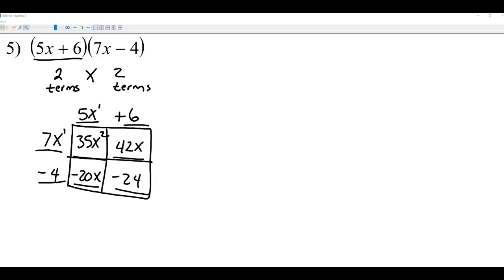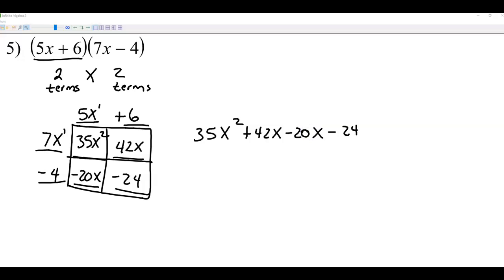Now, I'm going to put them in descending order. 35x squared plus 42x minus 20x minus 24. But a lot of times when you do this, there's going to be some like terms. You guys see the like terms there? The 42 and the 20.